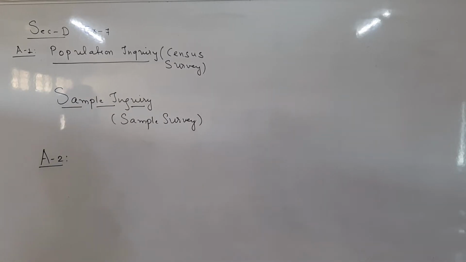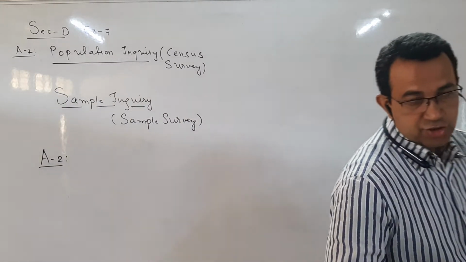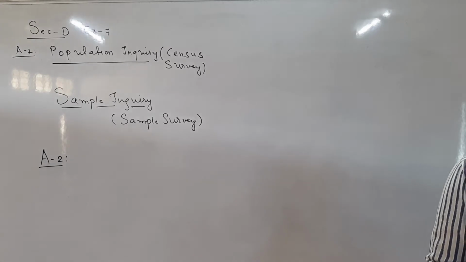First point, definition, that I am not repeating. Second point, population inquiry involves more time, money and energy. Sample inquiry involves less time, money and energy. Third point, population inquiry is not feasible when the units of inquiry are undertaken by destruction. Sample inquiry is feasible when the inquiry is to be undertaken by destruction or destroying the units.